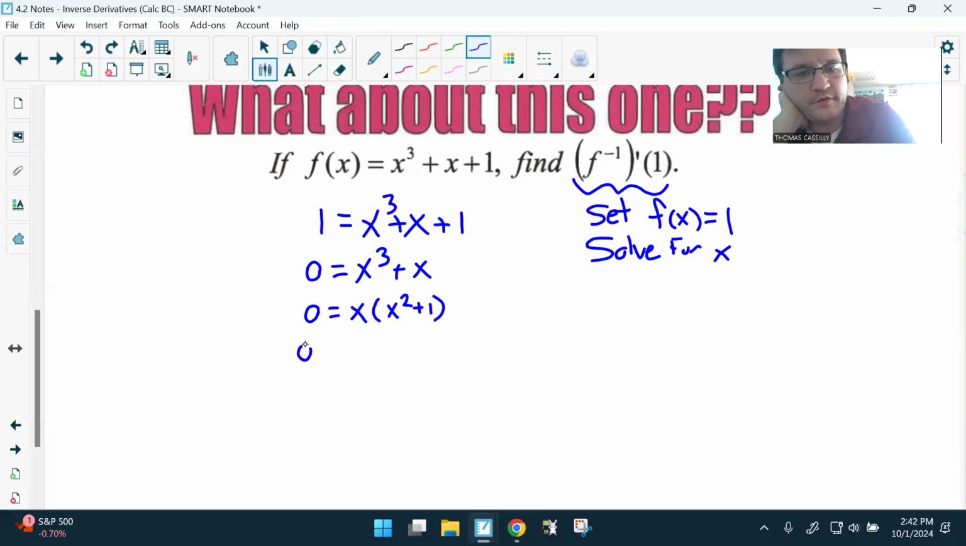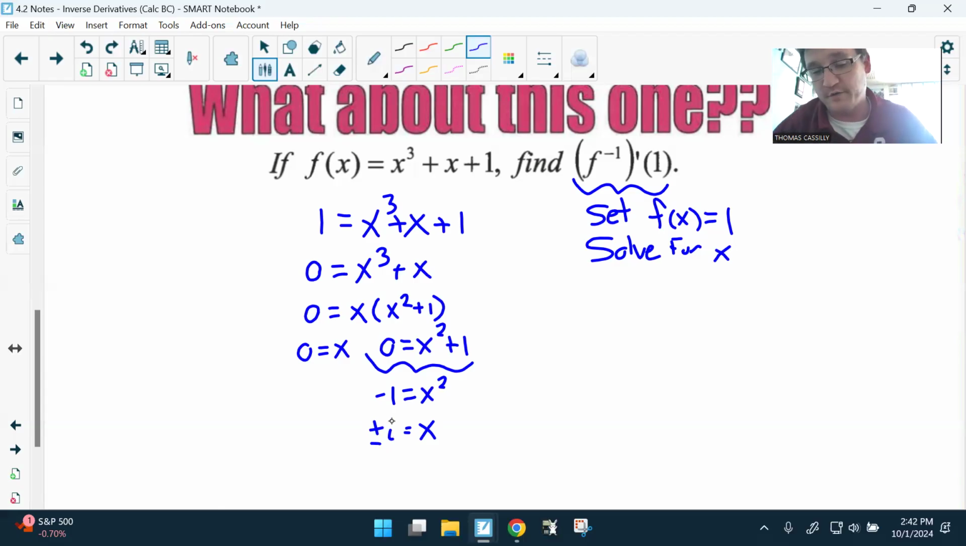So we know x equals 0, and then 0 equals x squared plus 1. Now, if I look at the second one here, you'd subtract the 1 over, you're going to get negative 1 equals x squared, square root both sides, and you're going to get x equals plus or minus i, the imaginary number. It's probably been a while since we've talked about that one. So that is kind of an issue here, right? We don't want the imaginary numbers in here. We're kind of looking for those real number solutions.